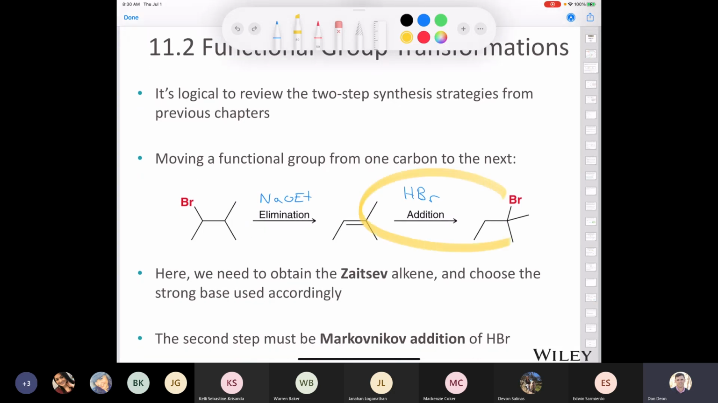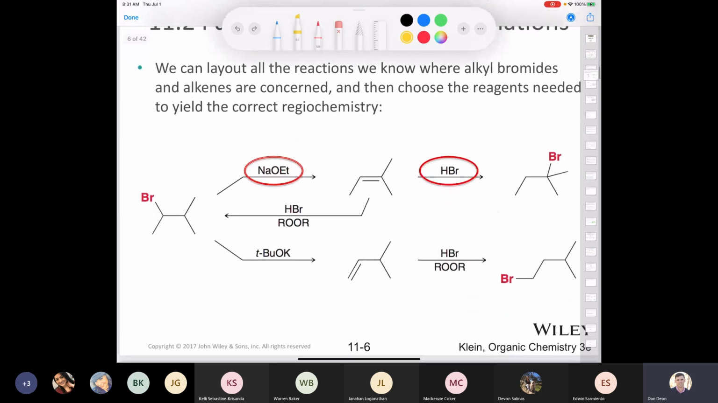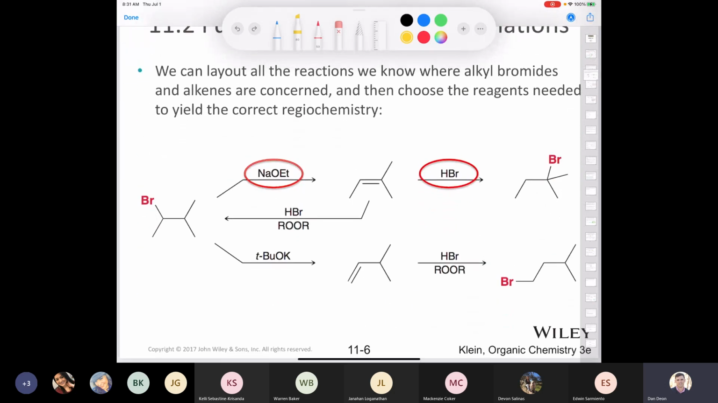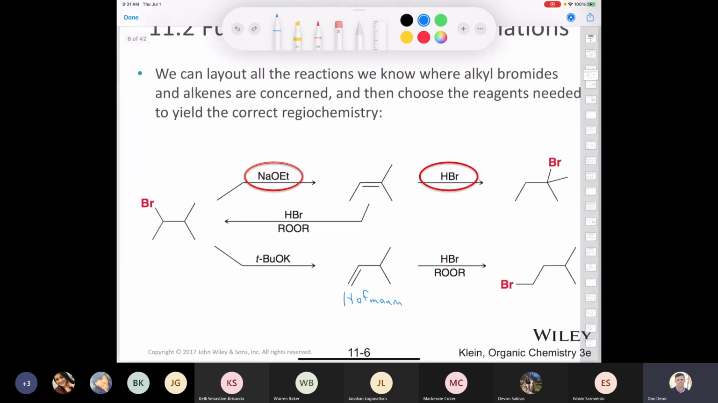The second step is Markovnikov addition. Students are usually pretty rock solid on that at this point, right? But if you were to make a mistake and choose potassium t-butoxide, what would that give you? That would give you the Hofmann alkene. Hofmann alkenes are cool, but that's not what you're looking at if you wanted to make this compound, right? And you can see that we could put the bromine over here, do a Hofmann elimination followed by an anti-Markovnikov addition. That's totally fine.